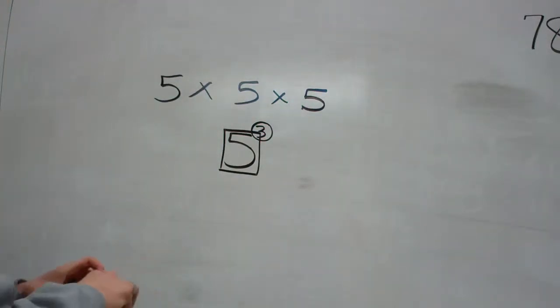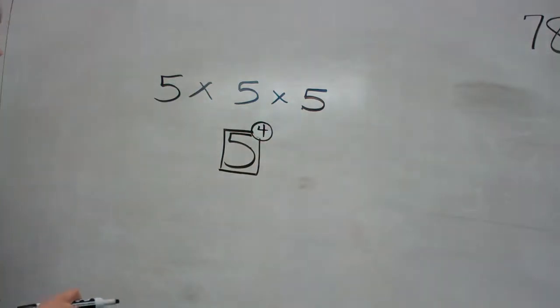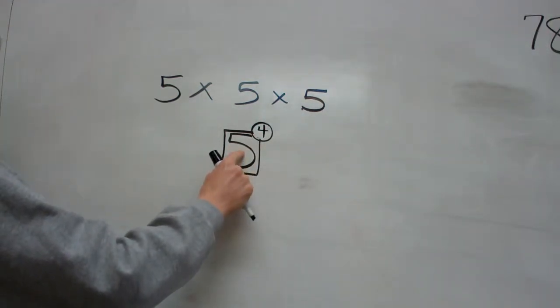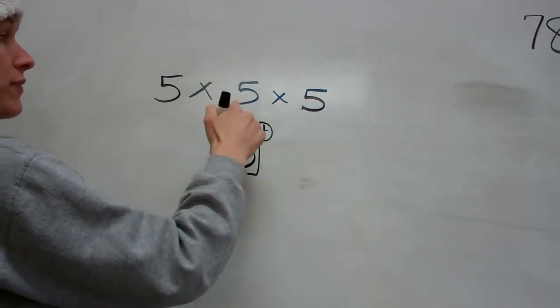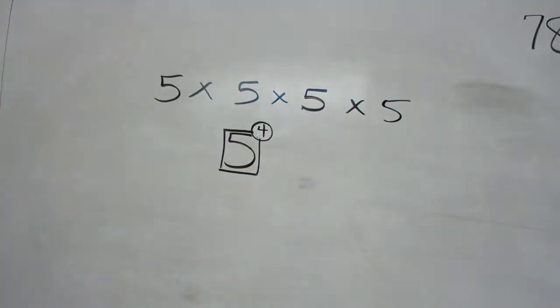What if I would have put a 4 there? It would be 5 4 times. So 5, 1, 2, 3, 4. You are multiplying.